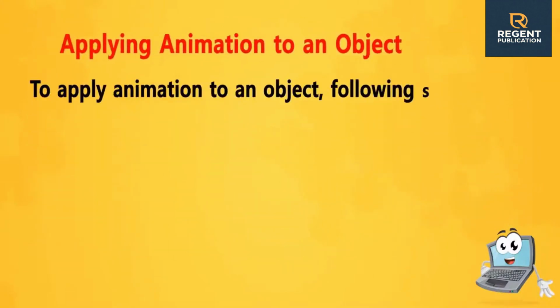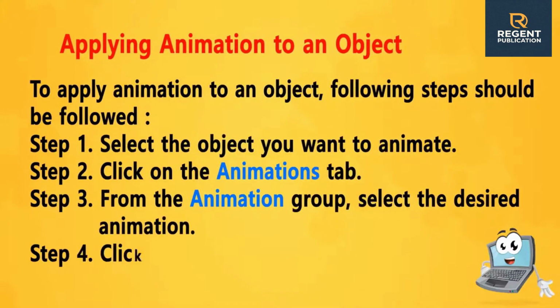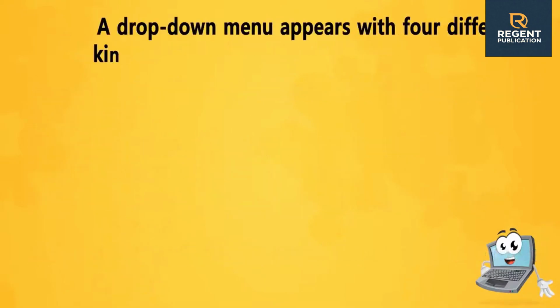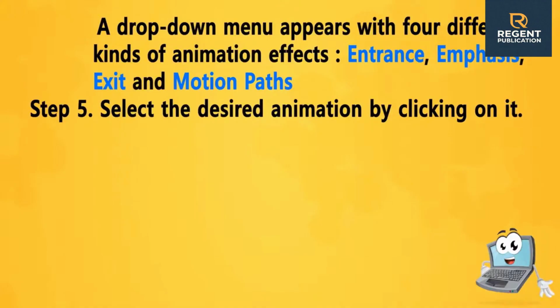Applying animation to an object. To apply animation to an object, the following steps should be followed. Step 1. Select the object you want to animate. Step 2. Click on the Animations tab. Step 3. From the Animation group, select the desired animation. Step 4. Click on the More drop-down arrow to see more options. A drop-down menu appears with 4 different kinds of animation effects: entrance, emphasis, exit, and motion paths. Step 5. Select the desired animation by clicking on it.